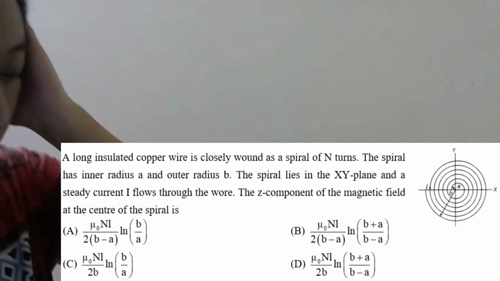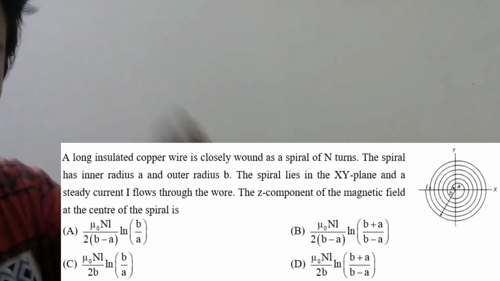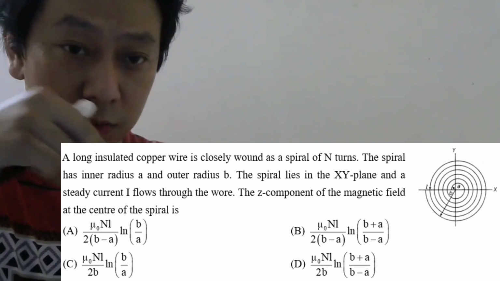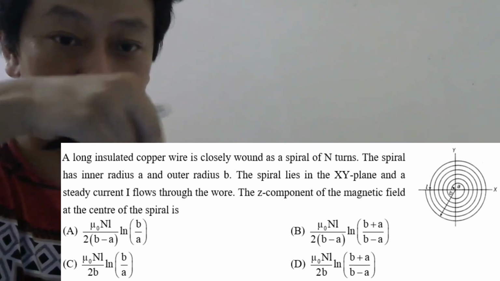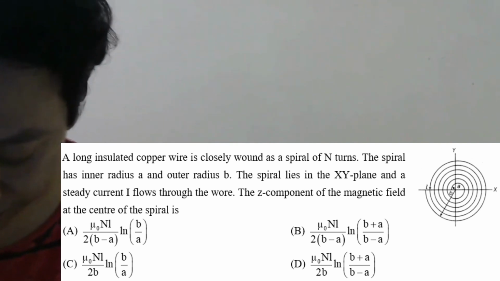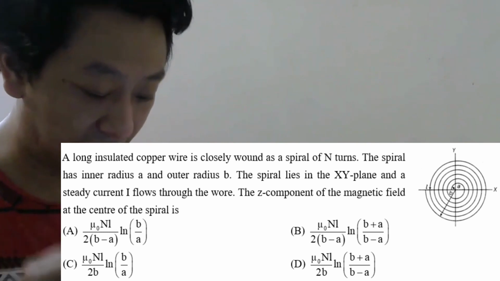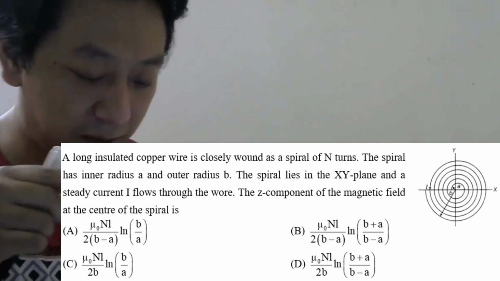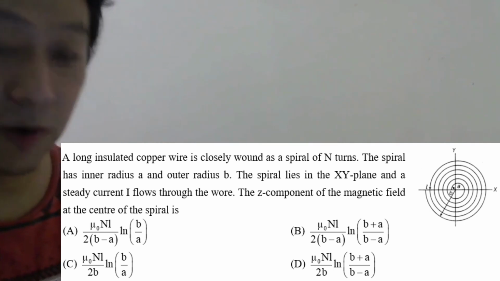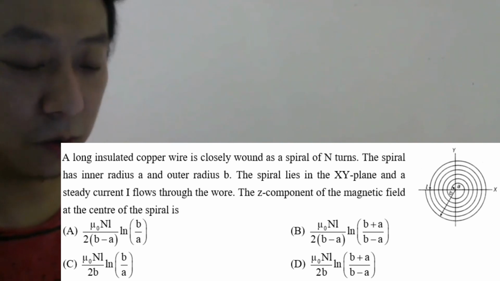The next question is again very interesting. A long insulated copper wire is closely wound as a spiral of capital N turns. So there is a wire which they have wound like this in the form of a spiral. And how many turns are there? Total capital N number of turns. The spiral has inner radius A, so they are not starting from zero radius. It has some inner radius A and outer radius B. The spiral lies in the xy plane and a steady current I flows through the wire. The Z component of the magnetic field at the center of the spiral.